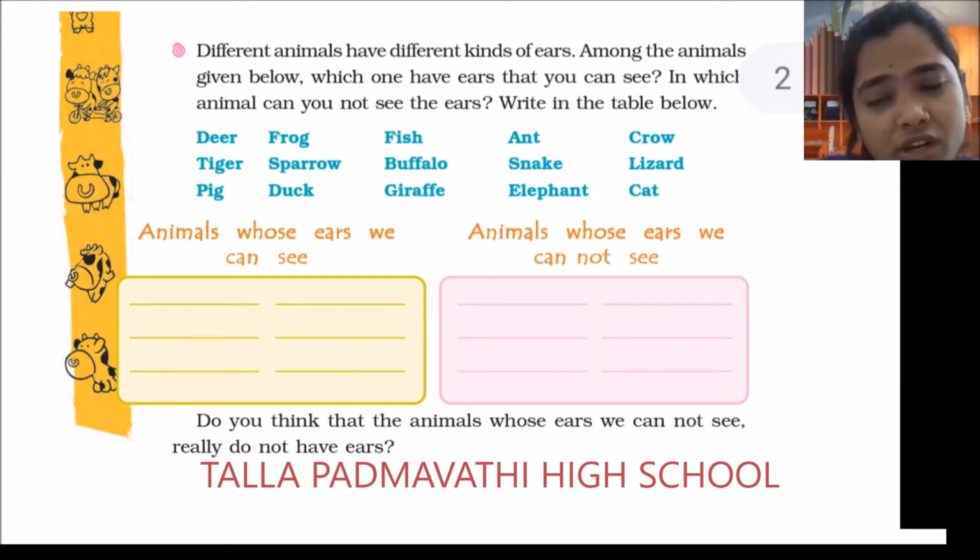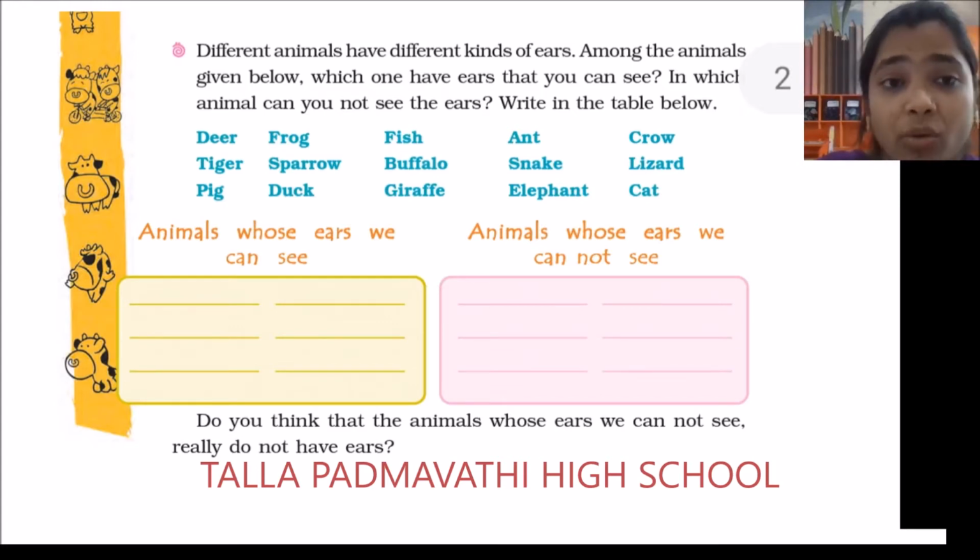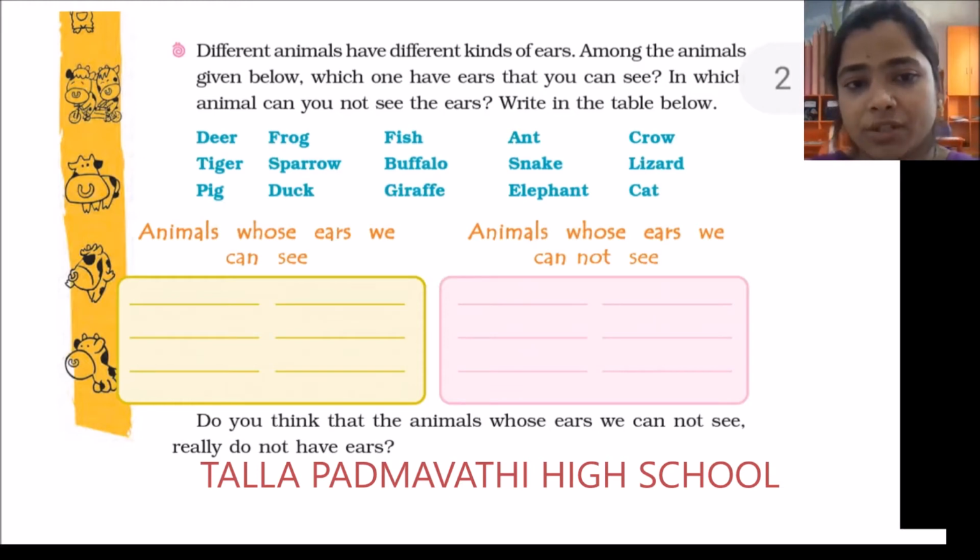We can't see, so write in the second box. Lizard also we can't see, write in the second box. Pig, we can see the ears, so you have to write in the first box. And duck, you can't see the ears, you have to write in the second box. Giraffe, you can see the ears, you have to write in the first box. Elephant, you can see the ears. And cat also, you can see the ears. So this is how you are going to differentiate the animals.